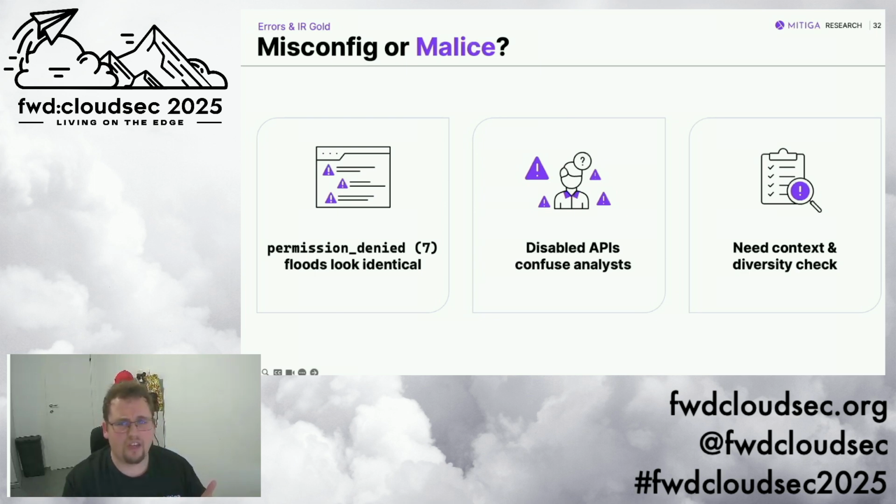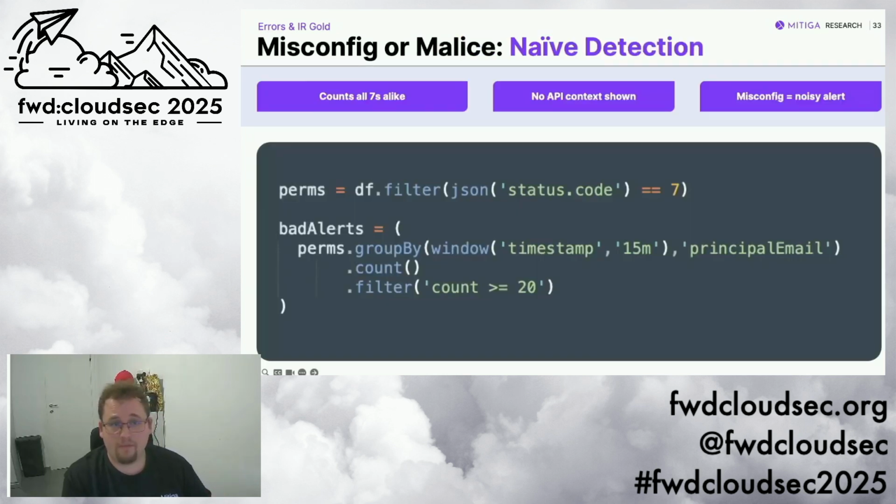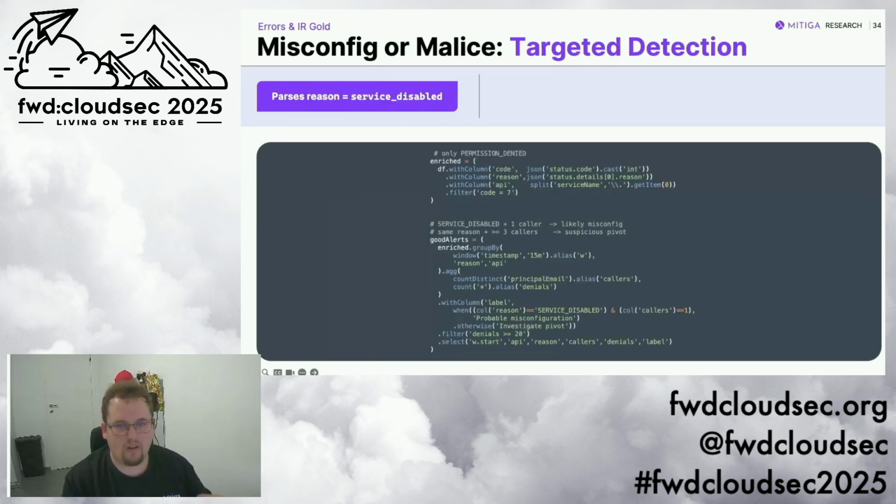So how do we differentiate, right? A naive approach would be any permission denied for a specific account, let's say here over 20 in 15 minutes, right? None of these are production ready, but these are just thoughts of how we could approach this. This could be too noisy. And again, we don't have any context for incident response or what they failed to get. But what if we say, okay, if it was a service disabled only for one account, this might be a misconfiguration, right? Someone wrote something wrong.